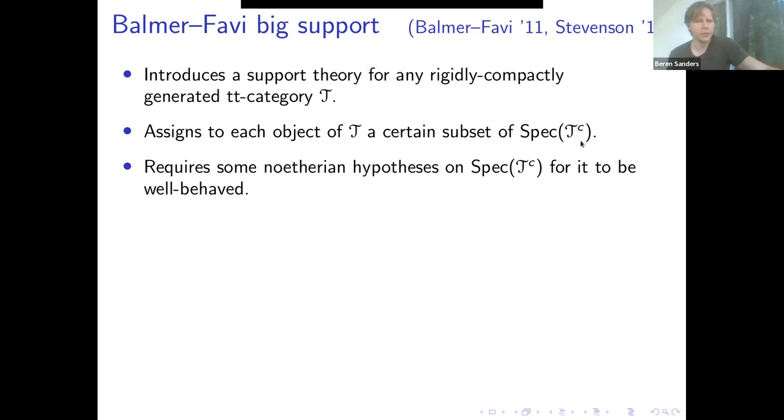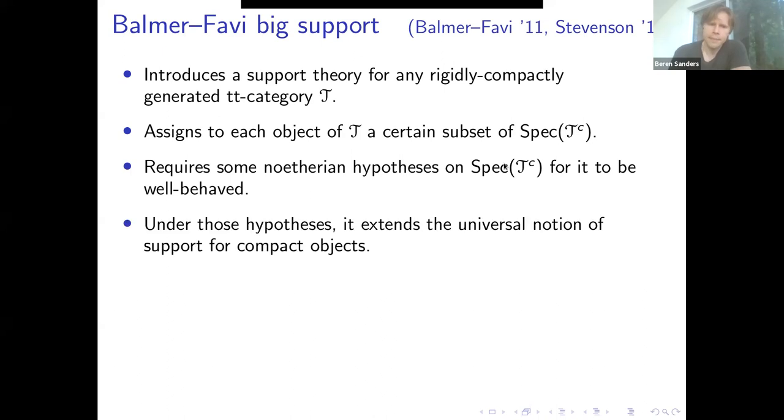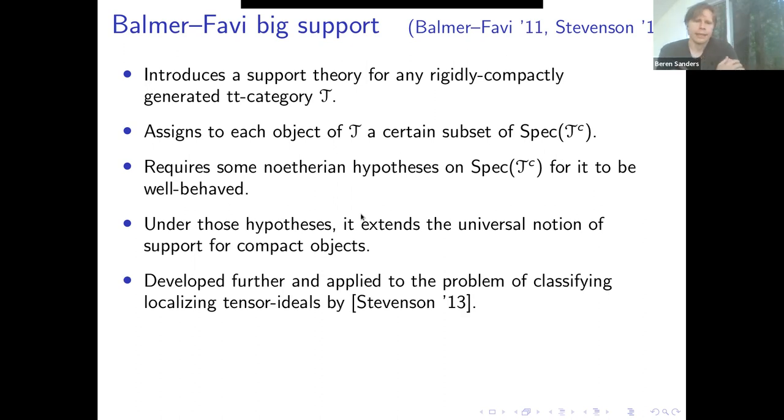Now, it does require, again, some Noetherian hypotheses on the space for it to be well-behaved and well-defined. But under those Noetherian hypotheses, this is a notion of support for the objects of T, which extends the universal notion of support for the compact objects. And it was developed further and applied to the problem of classifying localizing tensor ideals by Greg Stevenson. And in fact, he works in an even more general setting where you have a tensor triangulated category acting on a triangulated category, a kind of relative situation.